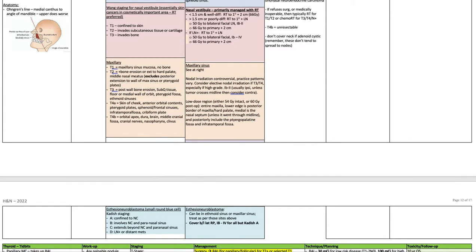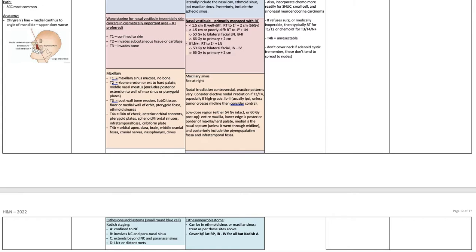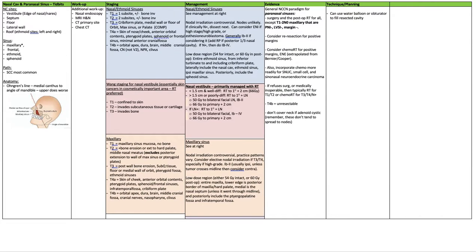Esthesioneuroblastoma can be in the ethmoid sinus or the maxillary sinus. You treat as per those sites. Cover bilateral retropharyngeal, level 1B through 4 for all but Kadish A.